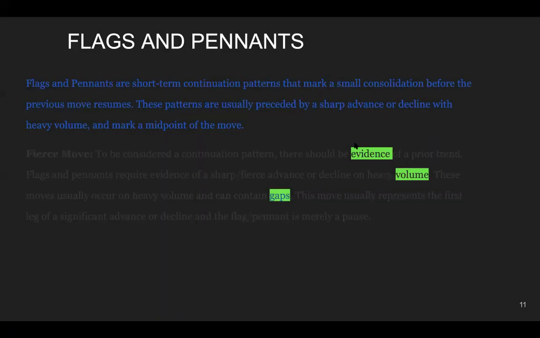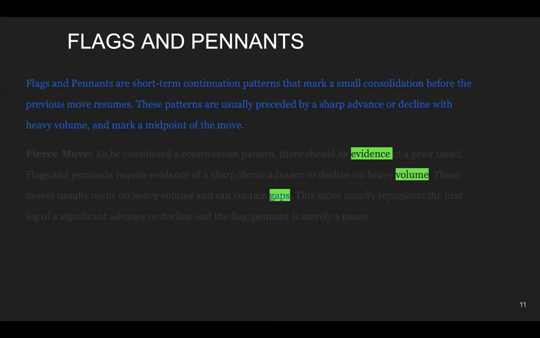Flags and pennants. Flags and pennants are short-term continuation patterns that mark a small consolidation before the previous move resumes. These patterns are usually preceded by a sharp advance or decline with heavy volume and mark a midpoint of the move. To be considered a continuation pattern, there should be evidence of a prior trend.